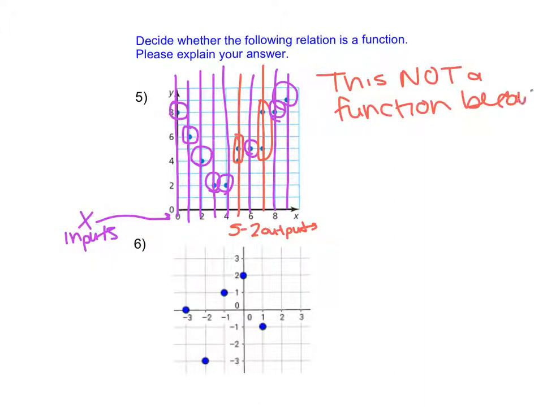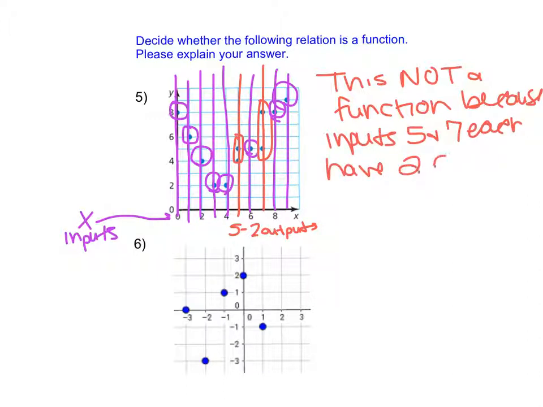because inputs 5 and 7 each have 2 outputs, which is a problem. That's not meeting the definition of a function.